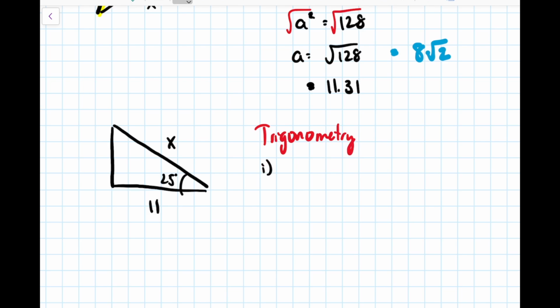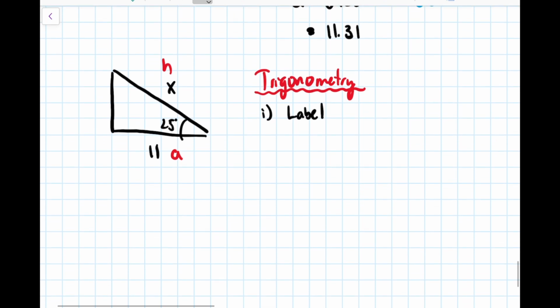So we label. You've got to decide which side is which. From the perspective of our 25 degrees, 11 is our adjacent, and x is our hypotenuse. Once you've labeled, you pick a ratio. It's the same first steps whether you're calculating angles or side lengths when it comes to trig.